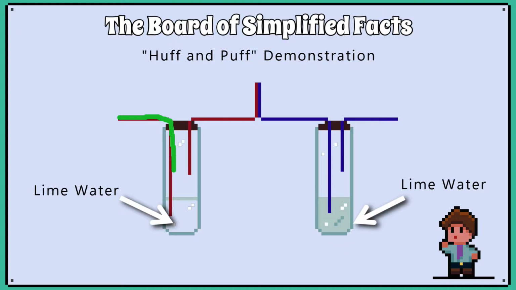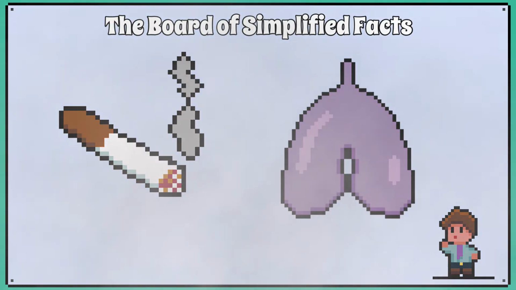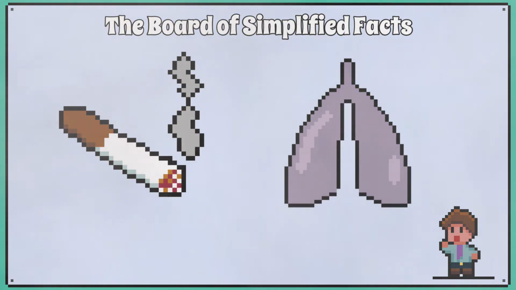Inhaled air is drawn through one boiling tube containing lime water, and then exhaled air is passed through a second boiling tube containing lime water. The exhaled air should turn the lime water milky. Smoking negatively affects the respiratory system in many ways, but you must know the following for your exam.